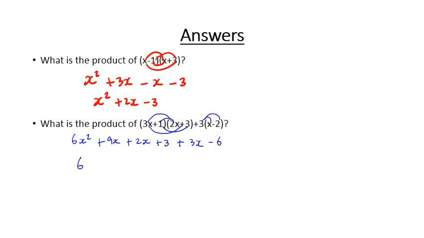And then we can actually collect some like terms here. So we can end up with 6x squared. We've got a 2x, a 9x, and a 3x. That's going to give us 14x. Then we have a positive 3 and a minus 6. That's going to give us a total of minus 3. And that's our answers.